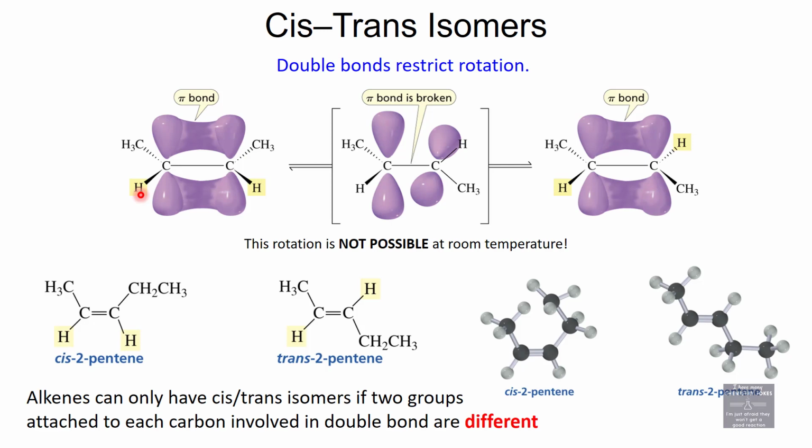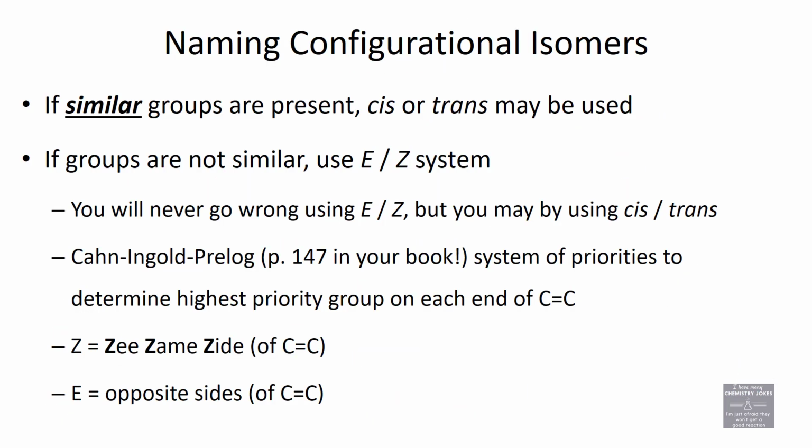Alkenes are only capable of having cis-trans isomers if the two things on both sides are different. That's the only way you would ever consider having cis-trans isomers. It is very possible to not have cis-trans isomers in an alkene. So we can run through a little bit of naming of alkenes and isomers of alkenes.